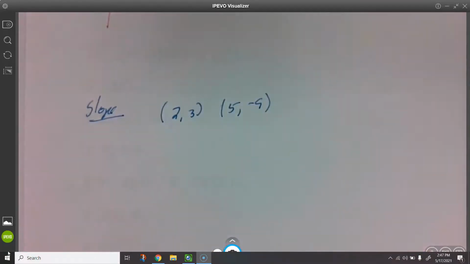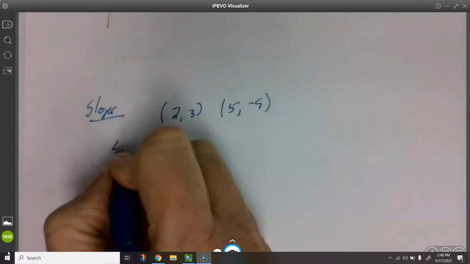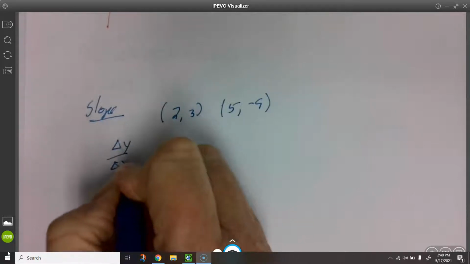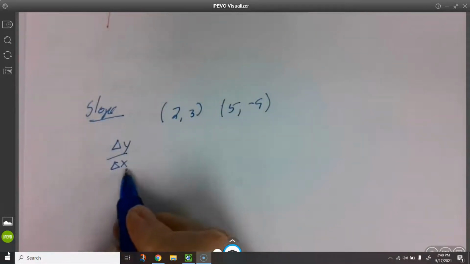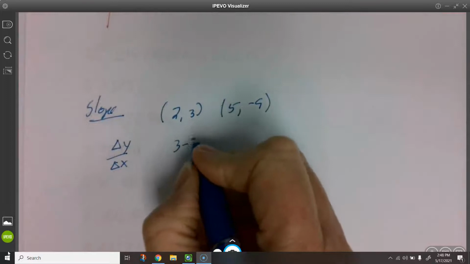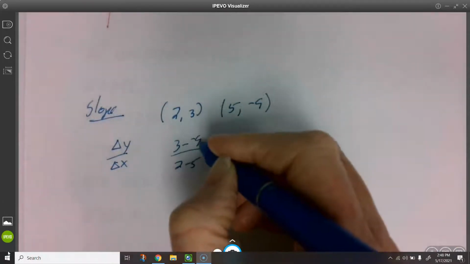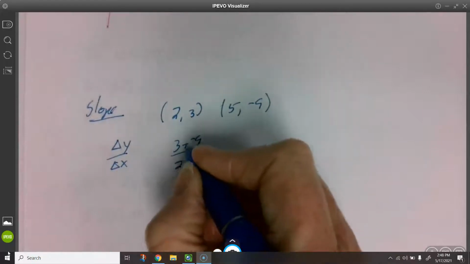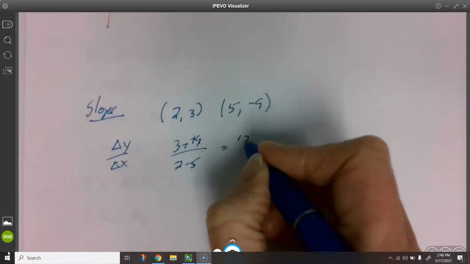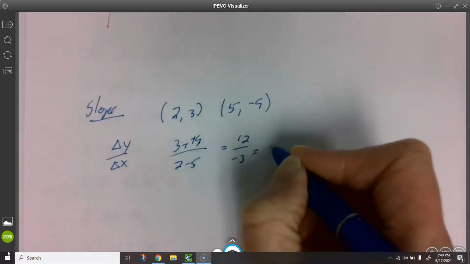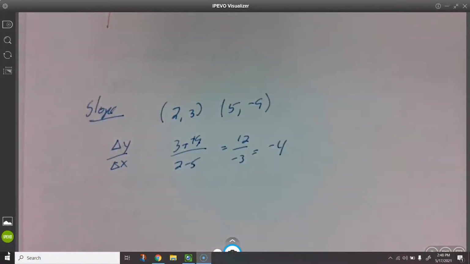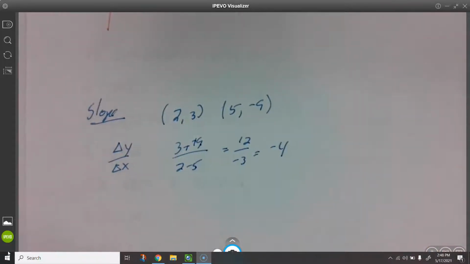To find slope, remember how to do this? That's right, subtract y over subtract x. So the change in y over the change in x. So 3 minus negative 9 over 2 minus 5. I take my y values and subtract, and my x values and subtract. And here I'd get 12 over negative 3. So my slope is negative 4. Okay? So that's slope. Hopefully you remember that.